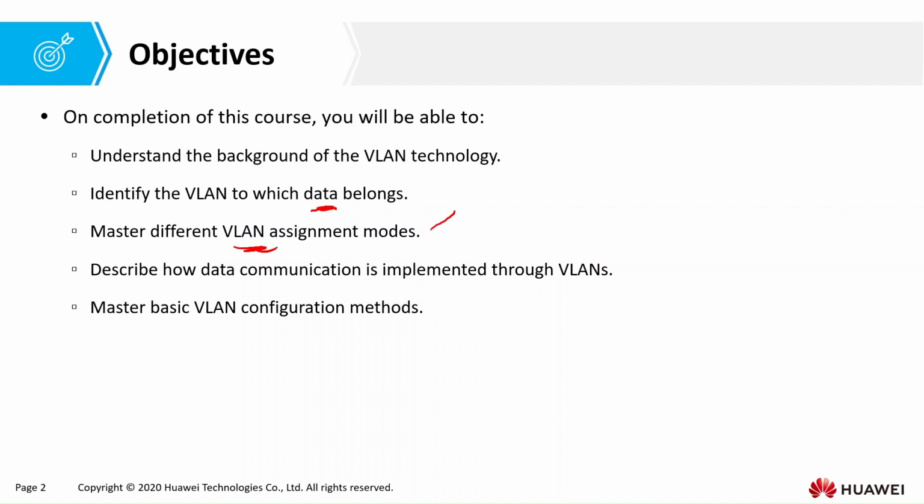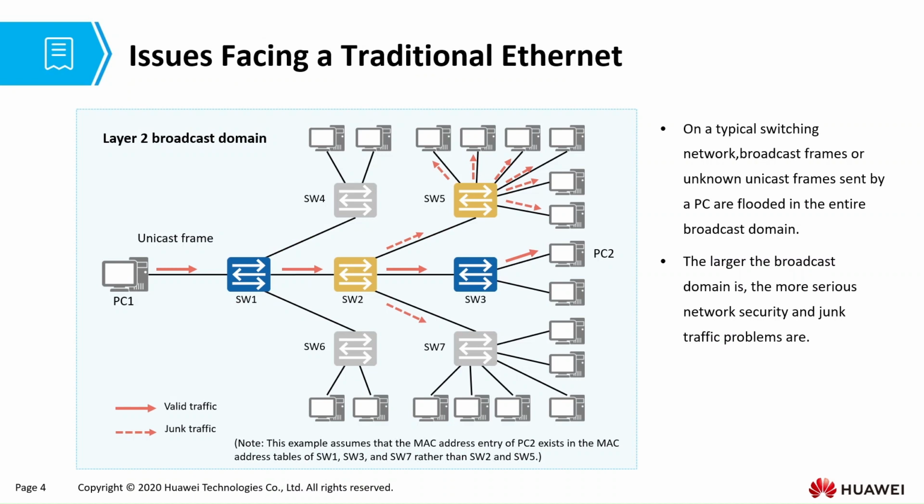After that, whenever we enable VLAN and assign frames to different VLANs, we will go through how the data can communicate. Then we will learn the configurations, how you apply them in the real world. The first thing we need to understand about VLAN, like we said just now, is why we need VLAN. Because we want to solve the issues of traditional Ethernet.